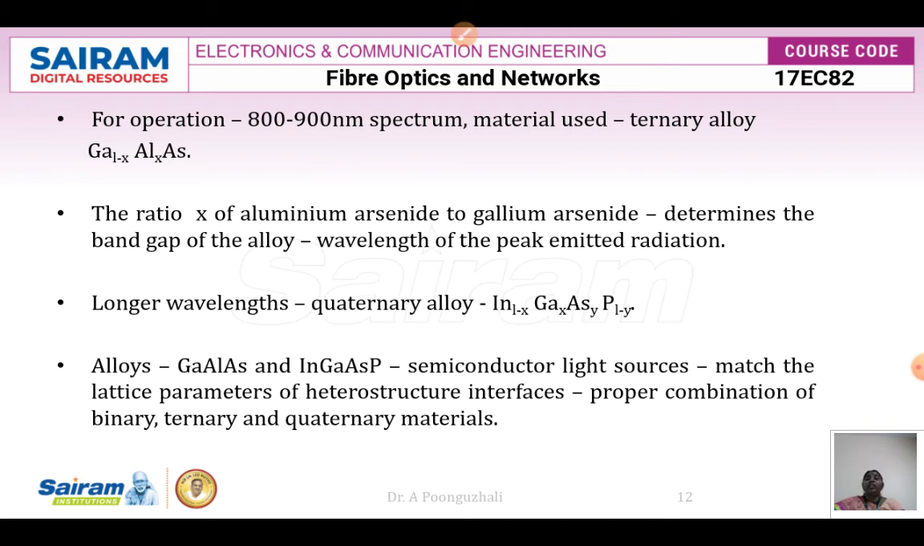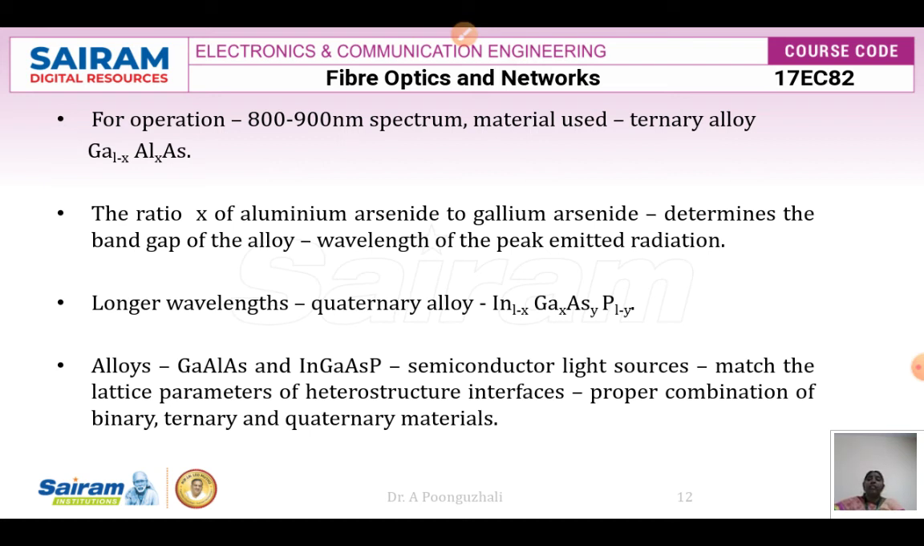So when I want the LED to operate in the 800 to 900 nanometer spectrum, the material that we are going to use is a ternary alloy, that is gallium 1-x, aluminium x and arsenide. The ratio x of aluminium arsenide to gallium arsenide is going to determine the band gap of the alloy, and so it determines the wavelength of the peak emitted radiation. If I want longer wavelengths, I have to go for a quaternary alloy, that is indium gallium arsenide phosphide.